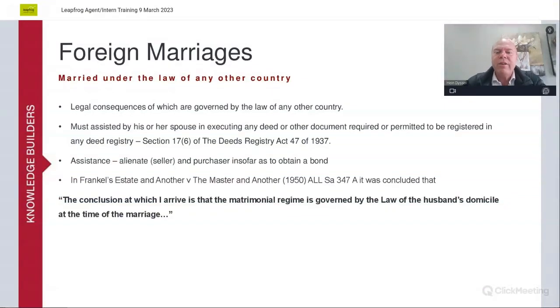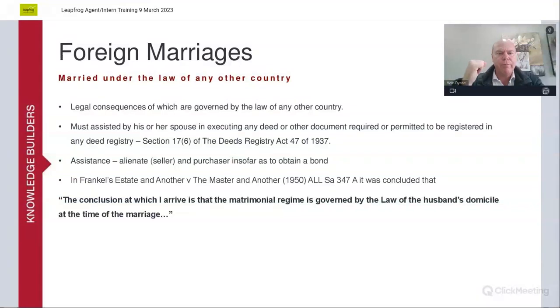So foreign marriages, we don't know. So if somebody walks into my office and says, "Hi, I want to purchase a property. I am married according to the laws of Papua New Guinea." I don't know what those laws state. I don't know whether they've got similar marriages like we do, in or out. When do you need your wife's consent? I don't know.